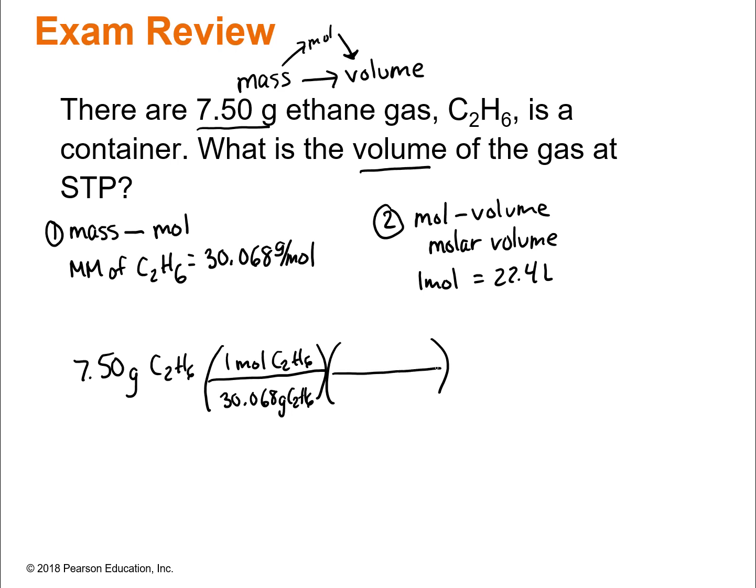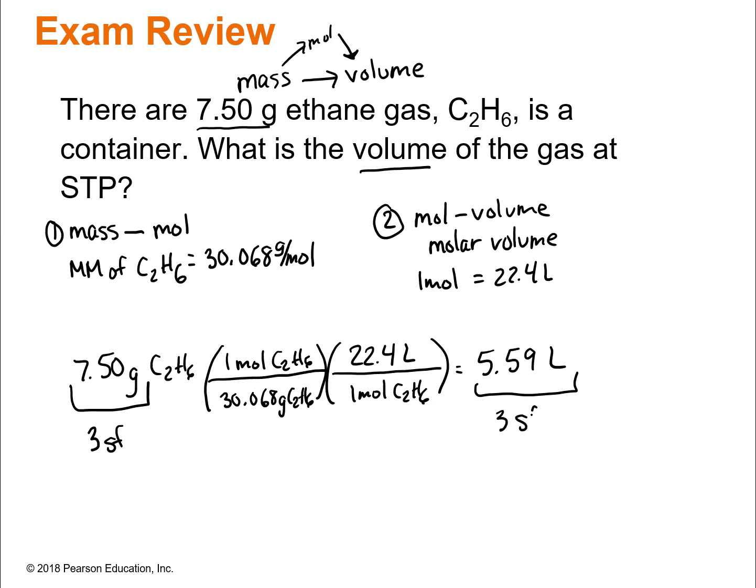Then we write a unit factor from our unit equation for molar volume. We want liters at the end, which is a volume, so those will go on top, and the moles will go on the bottom. When you do that math, and with sig figs, 5.59 liters. So remember, there's 3 sig figs in our given information, so we should have 3 sig figs at the end. Questions on that one? If you put 5.60, you would get full credit for that.